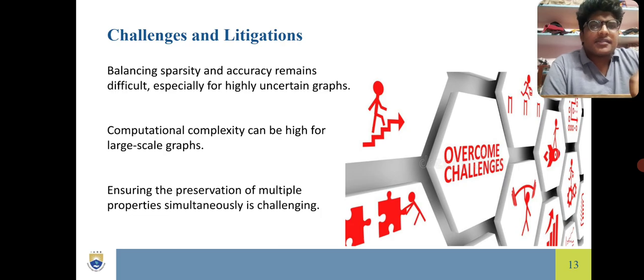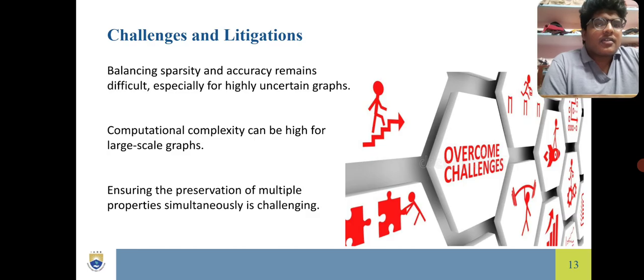Challenges and limitations. Balancing sparsity and accuracy remains difficult, especially for highly uncertain graphs. Computational complexity can be high for large scale graphs. Ensuring the preservation of multiple properties simultaneously is very challenging. These are the challenges.